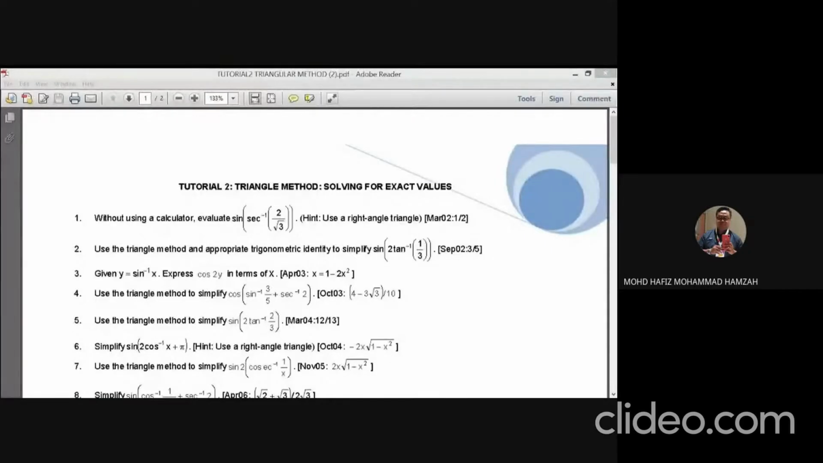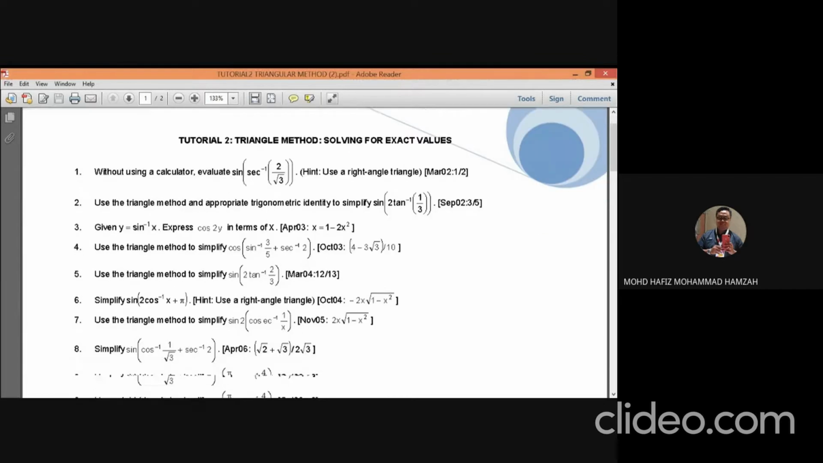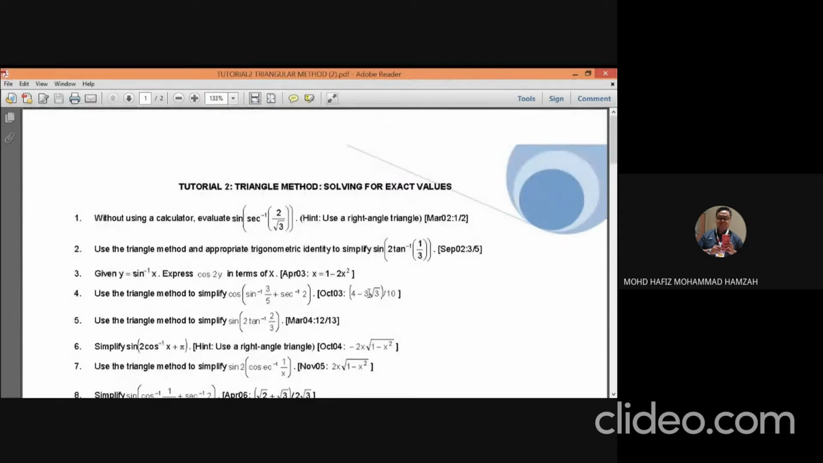Alright, so these are the questions being asked for this topic. Triangle method to solve for exact value. So ini adalah bentuk soalan ni lah. Kalau tengok sini, semuanya dia bagi single variable. So that means A dia adalah sec inverse 2 over square root of 3.